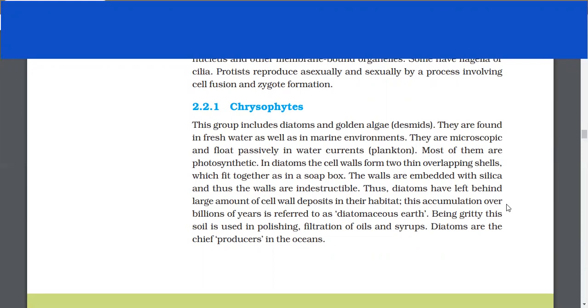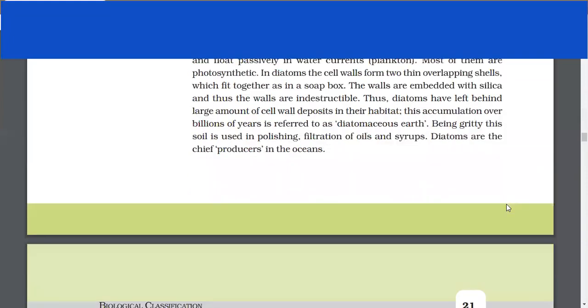In diatoms, the cell walls form two thin, overlapping shells which fit together as in a soap box. The walls are embedded with silica and thus the walls are indestructible. Thus, diatoms have left behind large amounts of cell wall deposits in their habitat. This accumulation over billions of years is referred to as diatomaceous earth. Being gritty, this soil is used in polishing, filtration of oils and syrups. Diatoms are the chief producers in the ocean.